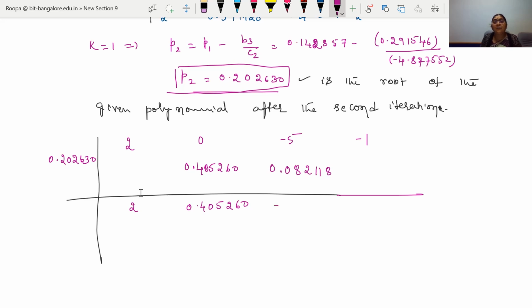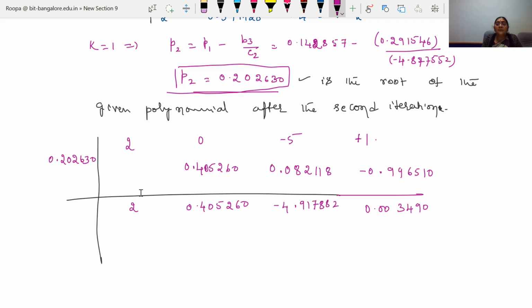Add these two, we get minus 4.917882. Again multiplied with this approximated root of V2, what we get minus 0.996510. Add these two. This is not minus 1 actually, this is plus 1. Okay, we get 0.003490 from the given polynomial.